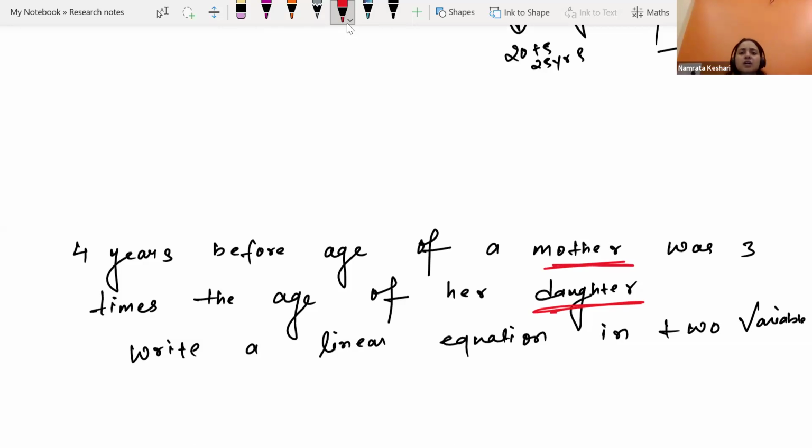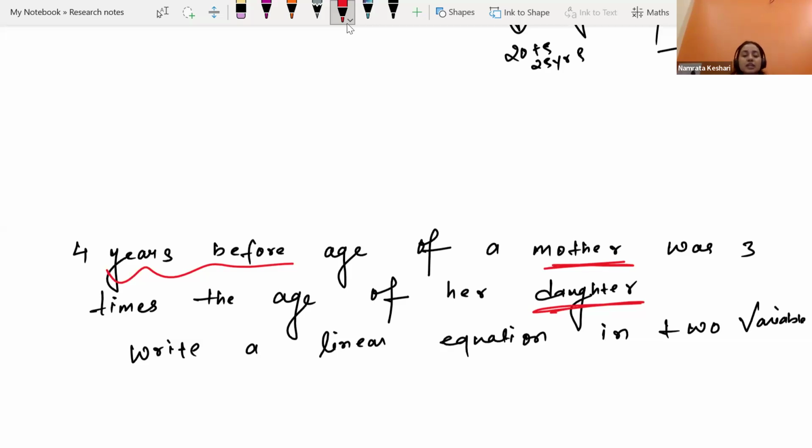Why will we be taking the assumption in the present? Why not 4 years before? Otherwise we would be saying that 4 years before, mother's age was X and at that time daughter's age was Y. Please don't make this mistake.